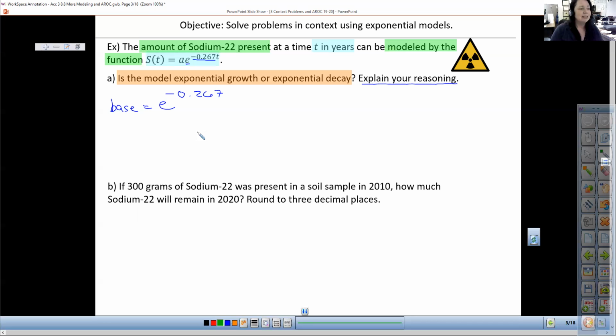So I type second ln, and my calculator pulls up e. It's saying, all right, tell me what exponent is on this base of e. So now I'm going to type in the negative 0.267, close my parentheses, and hit equals.